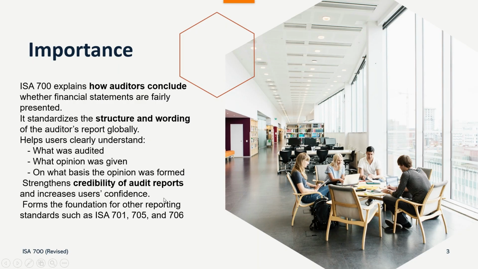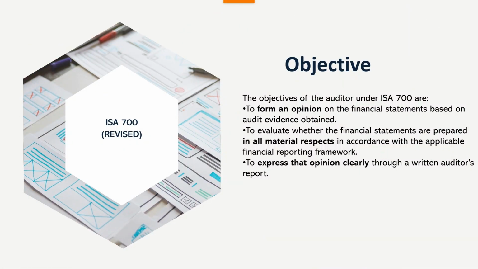ISA 700 helps the user clearly understand three main points basically: what financial statements were audited, what opinion the auditor gave, and on what basis the opinion was formed. Because of this clarity, ISA 700 strengthens the credibility of the audit report and increases user confidence in the financial statements. It also forms the foundation for other reporting standards like ISA 701 Key Audit Matters, ISA 705 Modified Opinion, and ISA 706 Emphasis of Matter. Let's move forward to our next topic, which is objectives.